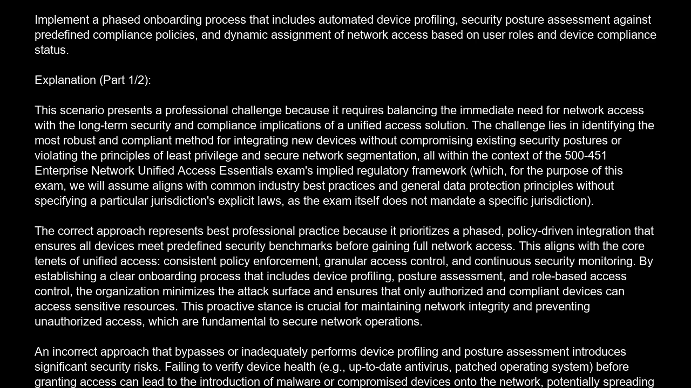The correct approach represents best professional practice because it prioritizes a phased, policy-driven integration that ensures all devices meet predefined security benchmarks before gaining full network access.